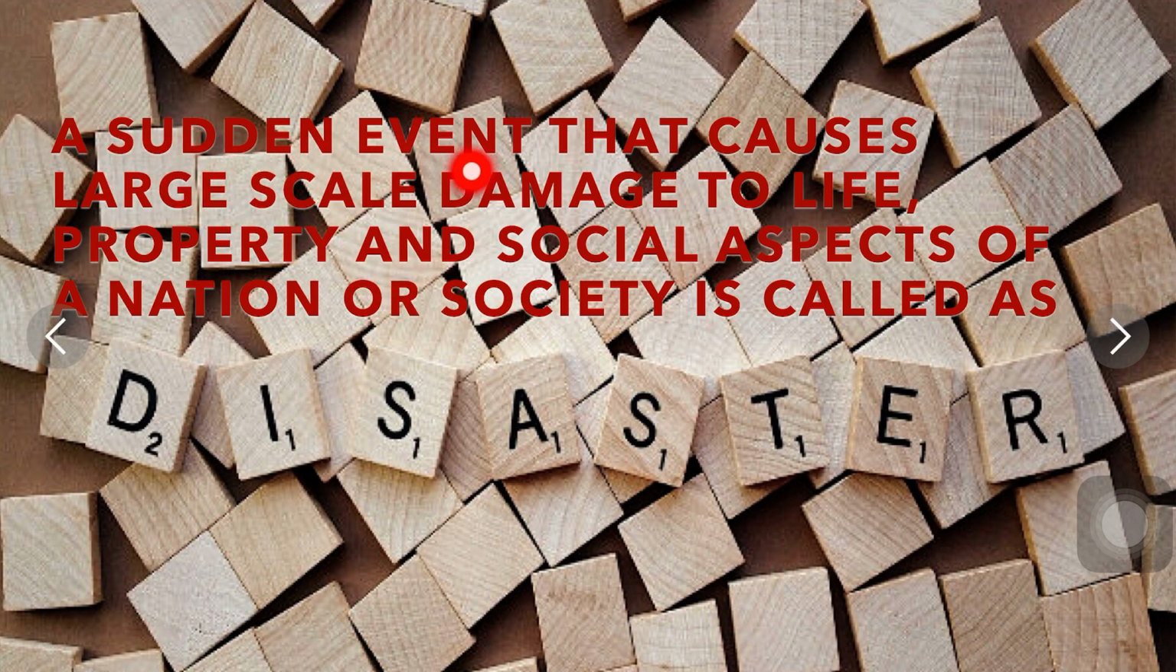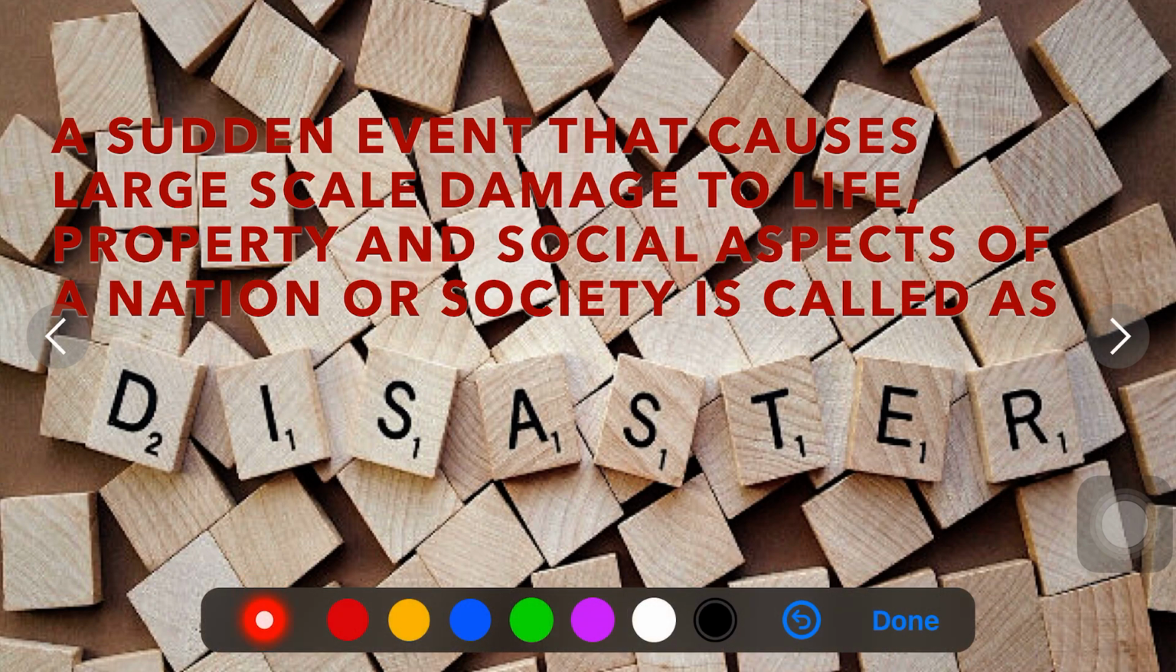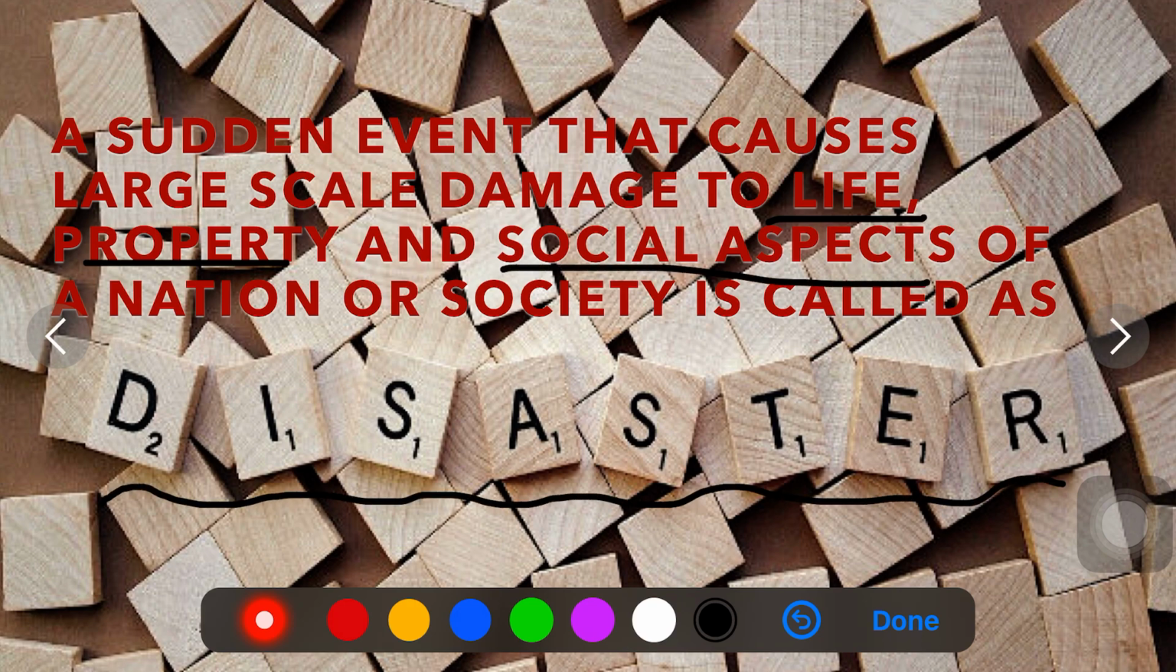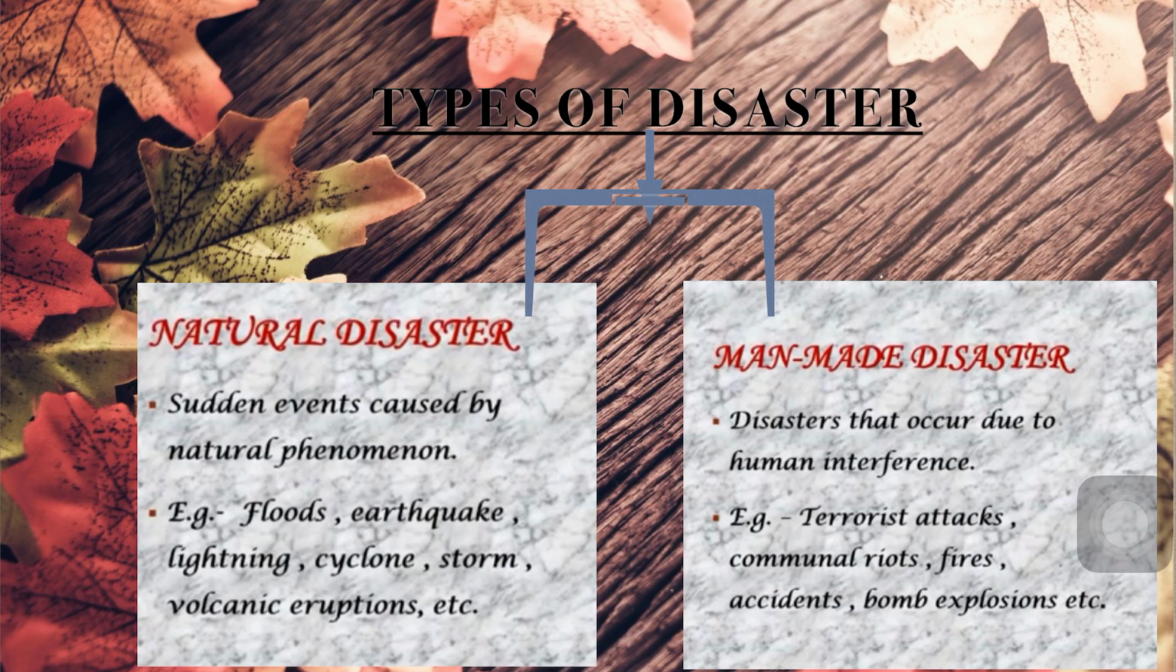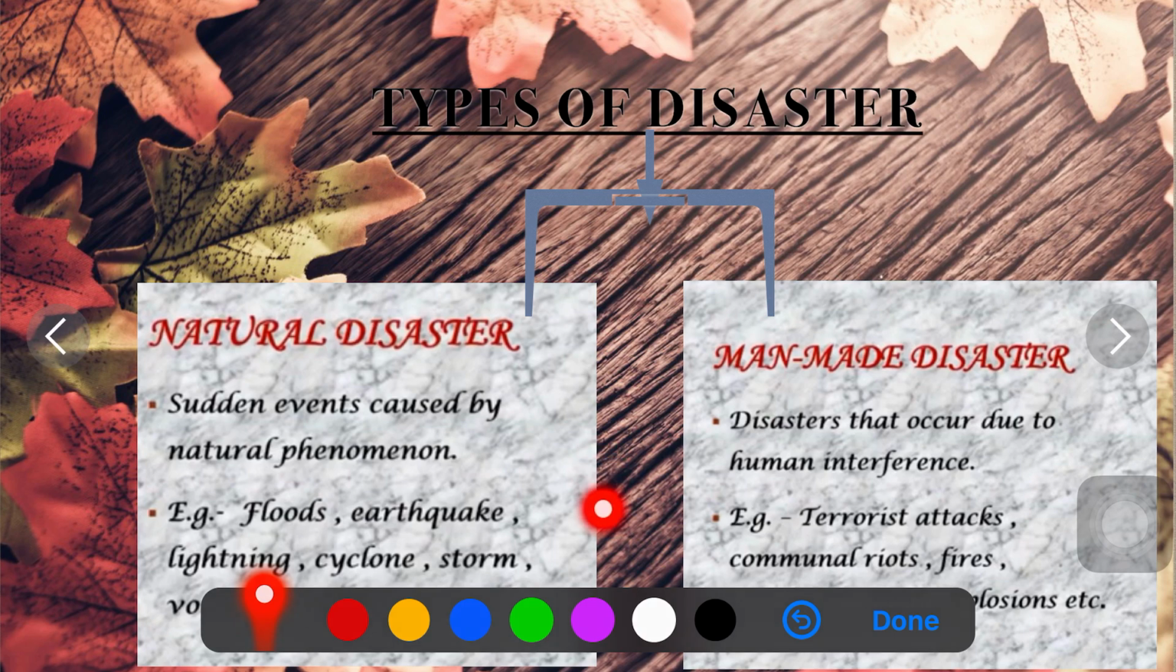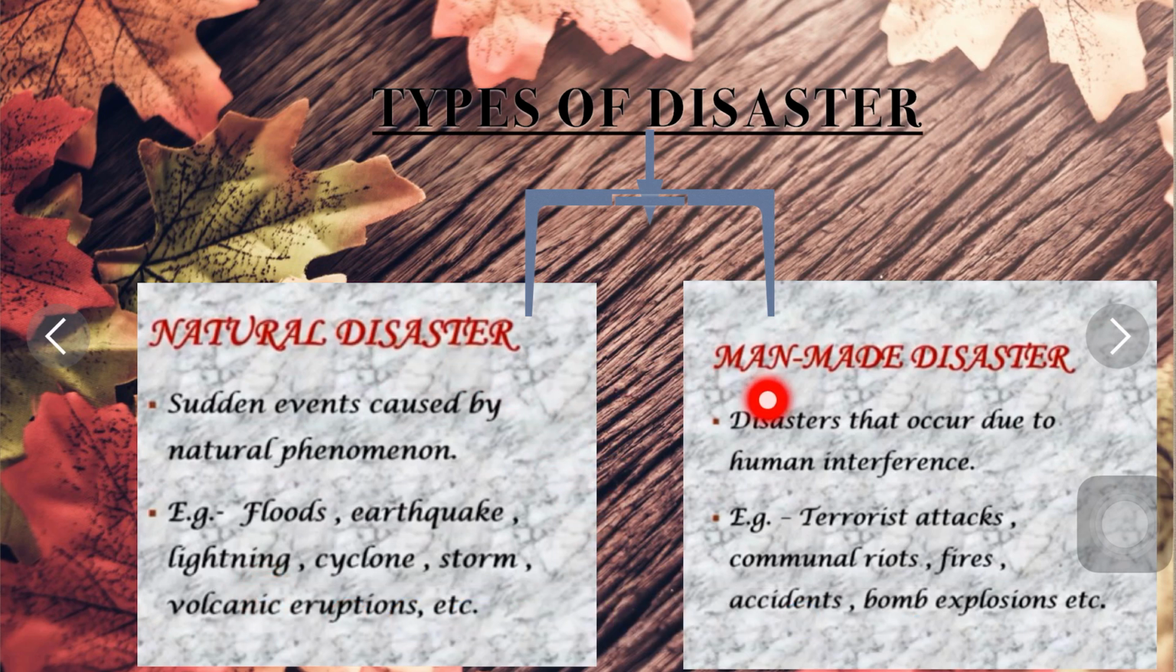A sudden event that causes large scale damage to life, property and social aspects of a nation or a society is called a disaster. Types of disaster. Students, there are two types of disaster. One is natural disaster and the next is man-made disaster.